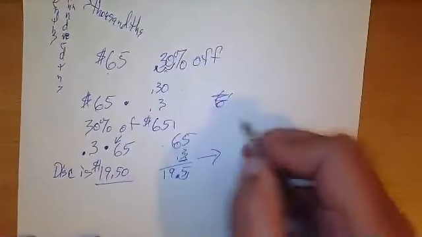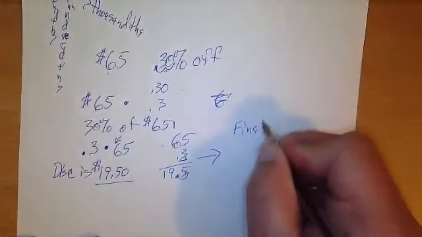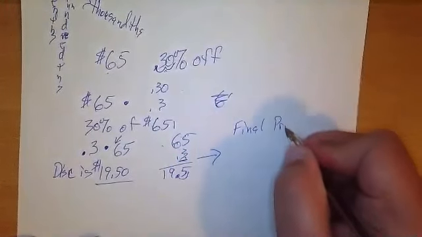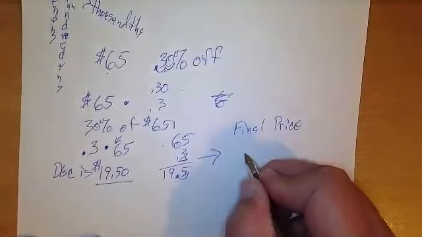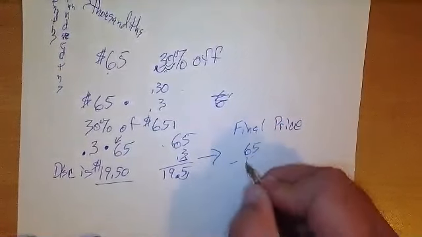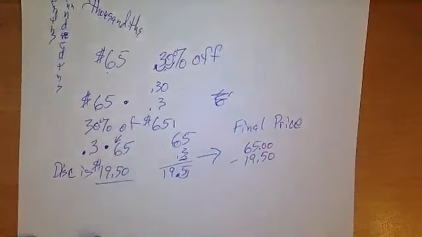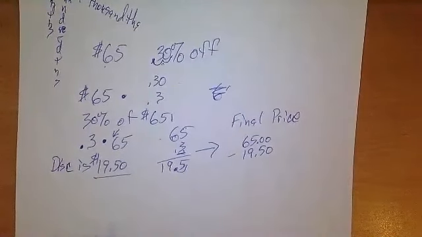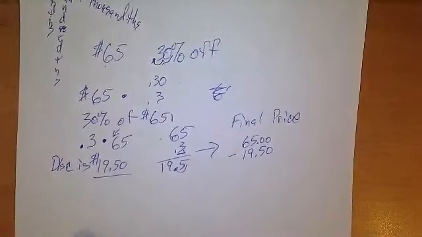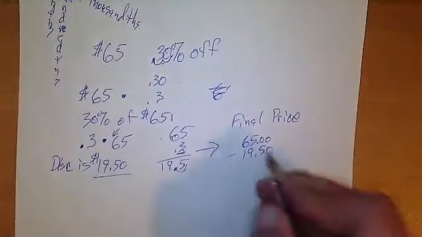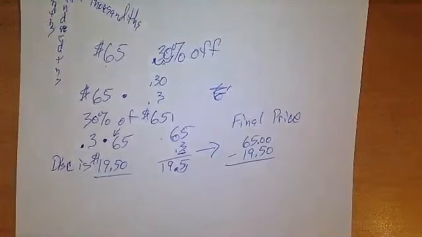Now, if I wanted to find out what the final price would be, I'd have to take this discount and subtract it from 65. So now we're going to go over here, final price is going to be 65 minus 19.50. Now remember, whenever I'm subtracting decimals like this, it's always good to fill those in with zeros. Allows you not to make mistakes. Remember, we're always looking for ways that we can be more accurate. When we're more accurate, we make fewer mistakes.